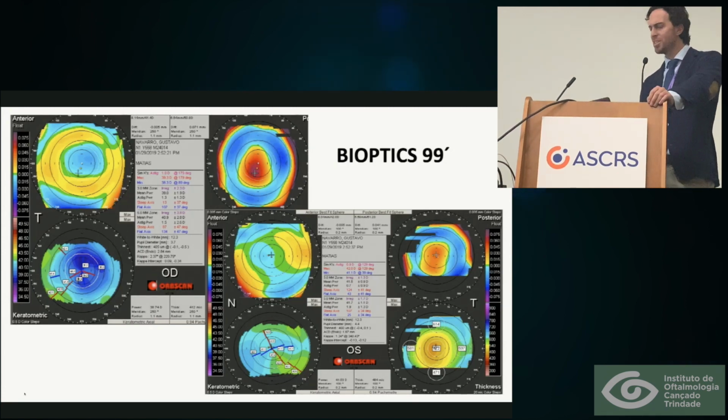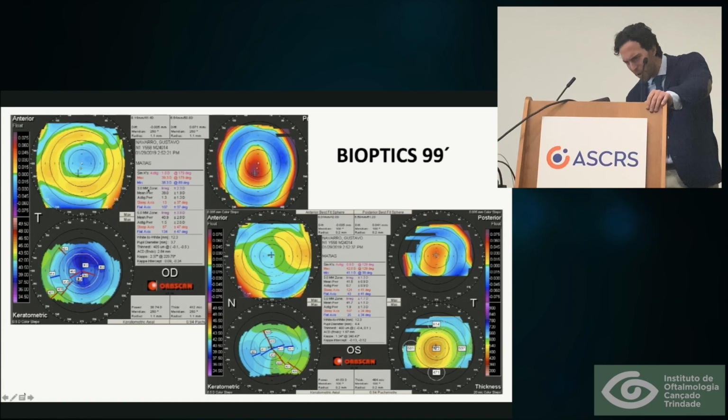But this is a case, for example, with bioptics done in '99 with my father. And you can see he has one diopter of astigmatism against the rule, irregularity there, and you have there the myopic profile. And the other eye is the left one. The dominant eye is the left eye.